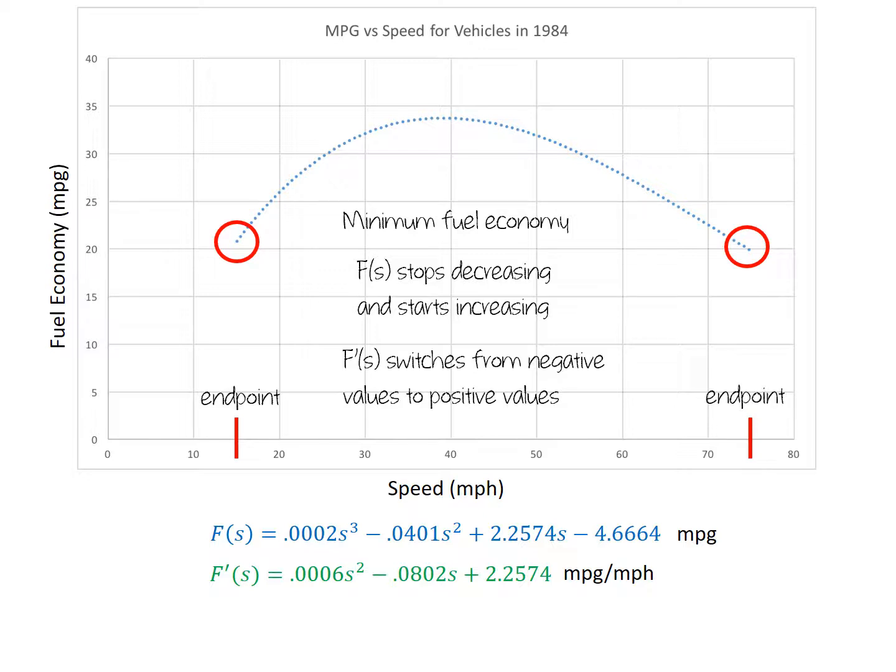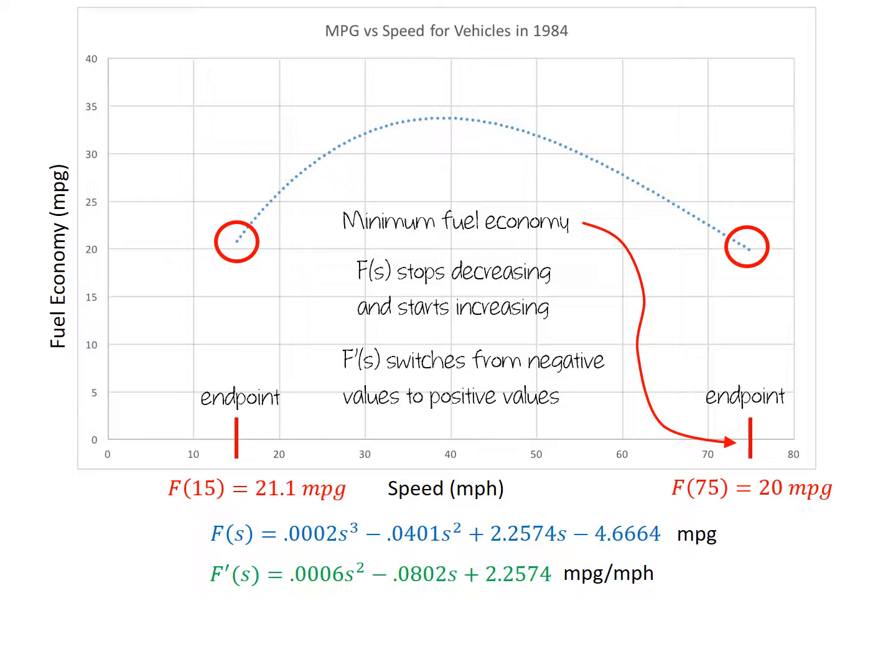To determine which of these speed values gives us the smallest fuel economy, we can either look back at the data in our table or use the formula to compute the fuel economy values at each of these speeds. For 15 miles an hour, our formula gives us 21.1 miles per gallon, and at 75 miles per hour, our formula gives us 20 miles per gallon. Thus, we'll have a minimum fuel economy when we're driving at 75 miles per hour.